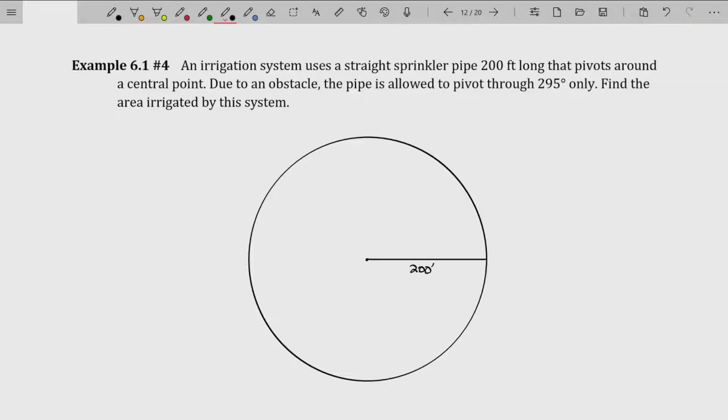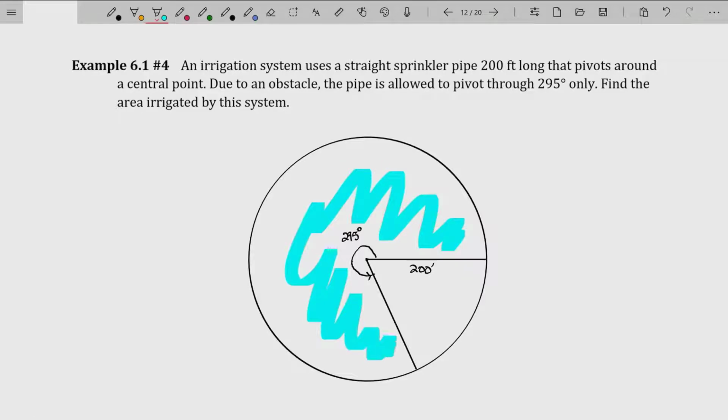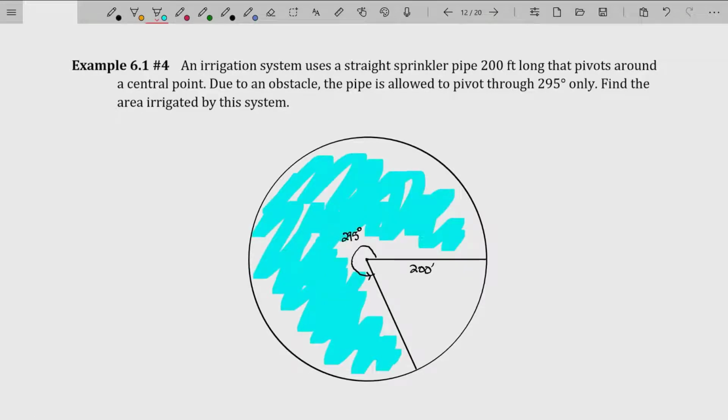But due to an obstacle, the pipe is only allowed to pivot through 295 degrees. So it can rotate all the way to 180, then 270, and a little bit more, but no more than that. Let's just call this angle here 295 degrees. The water is getting on basically all of this area, but not the corner area there. So the question is, what is the area watered by this sprinkler system?